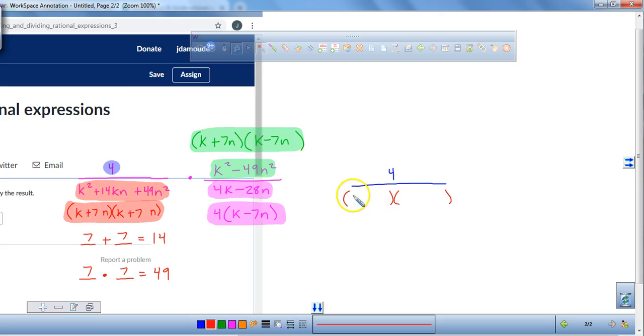All right, so here we go. Got k plus 7n, k plus 7n.